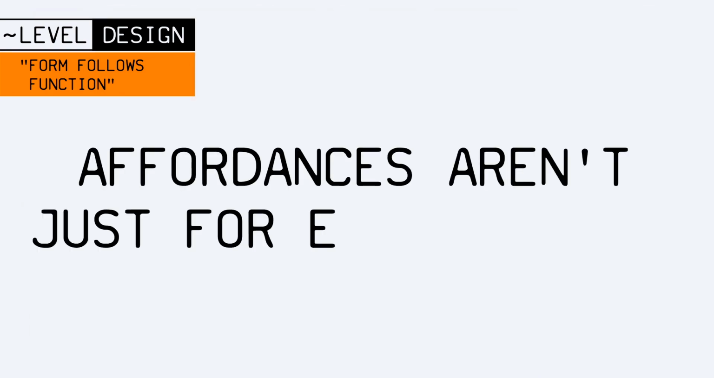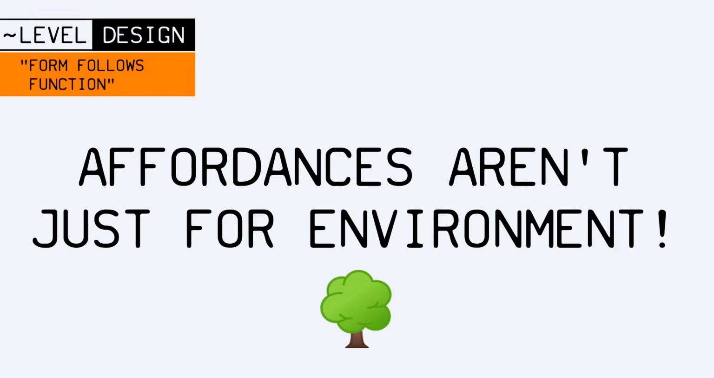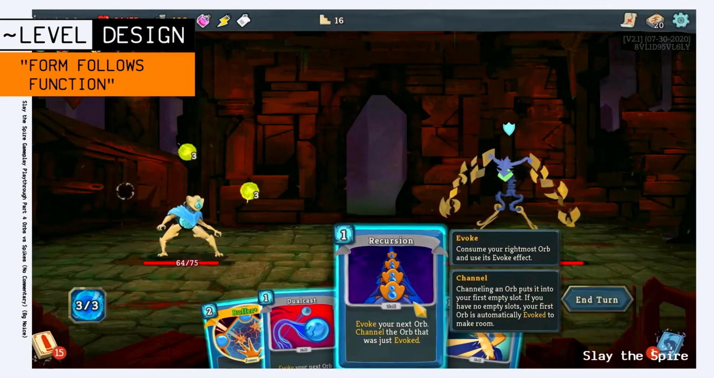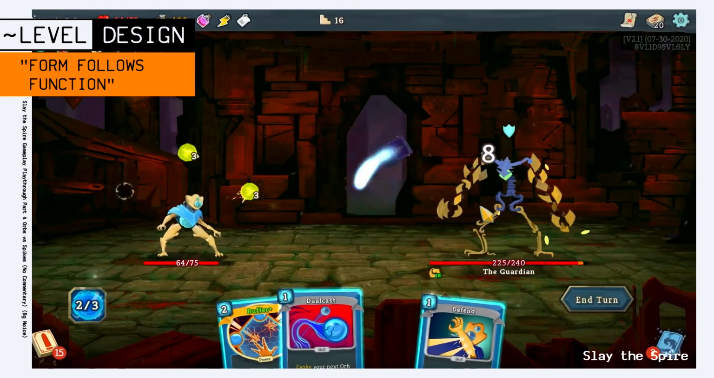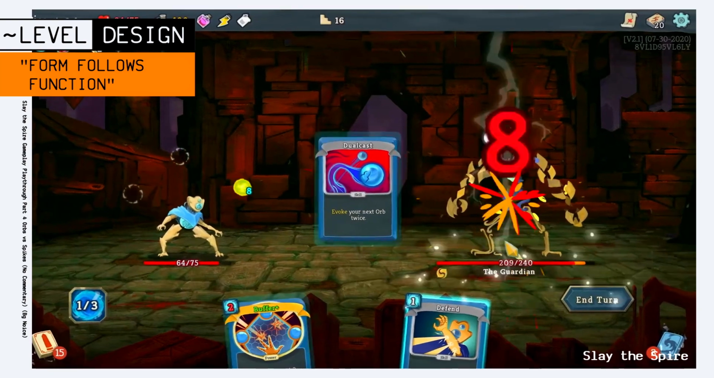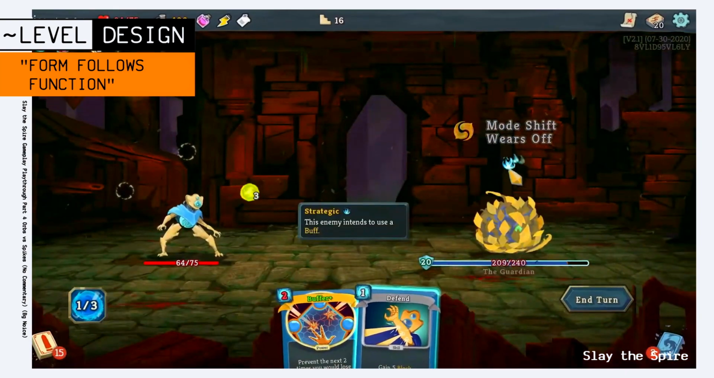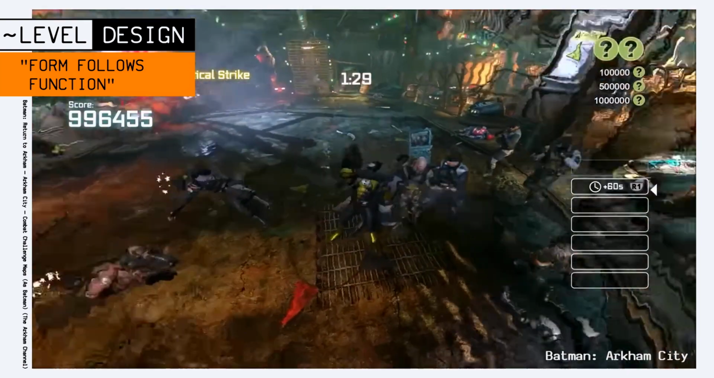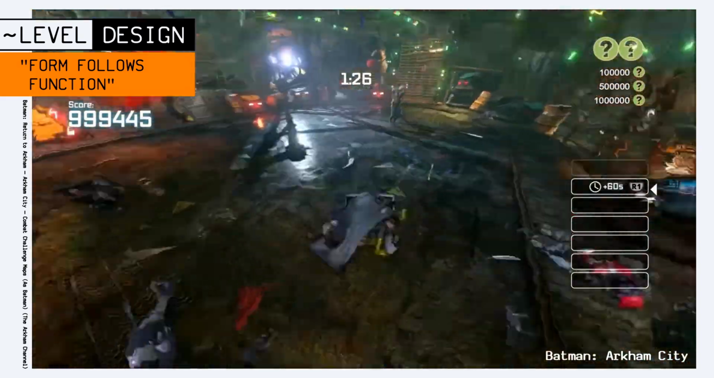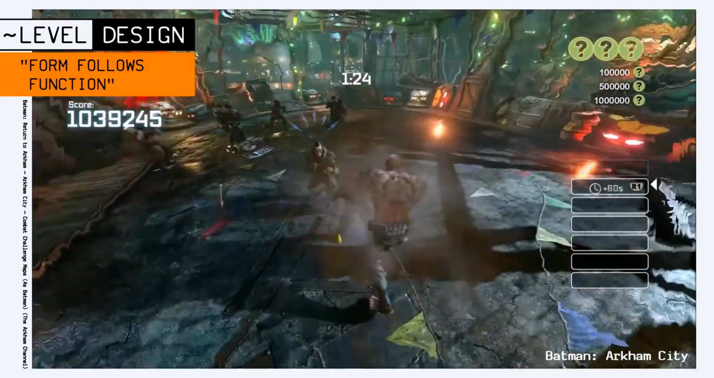Note that affordances aren't limited to environment props. Usually, the shape or the equipment of an enemy suggests the best way of fighting it. Like spiky beasts that hurt you when you try and attack them, or guards with shields that require you to vault over and get behind them.